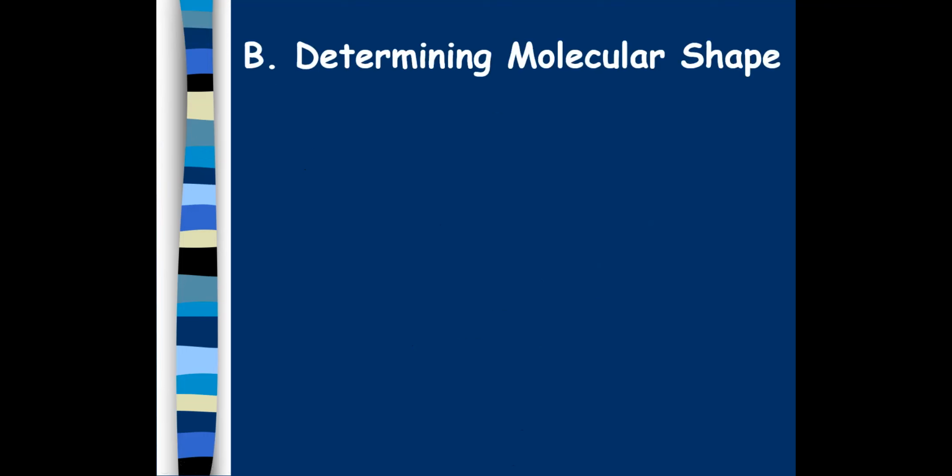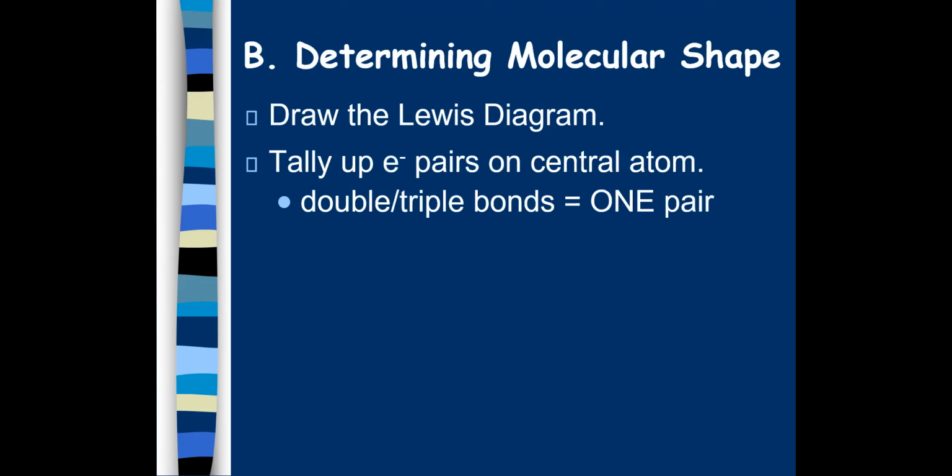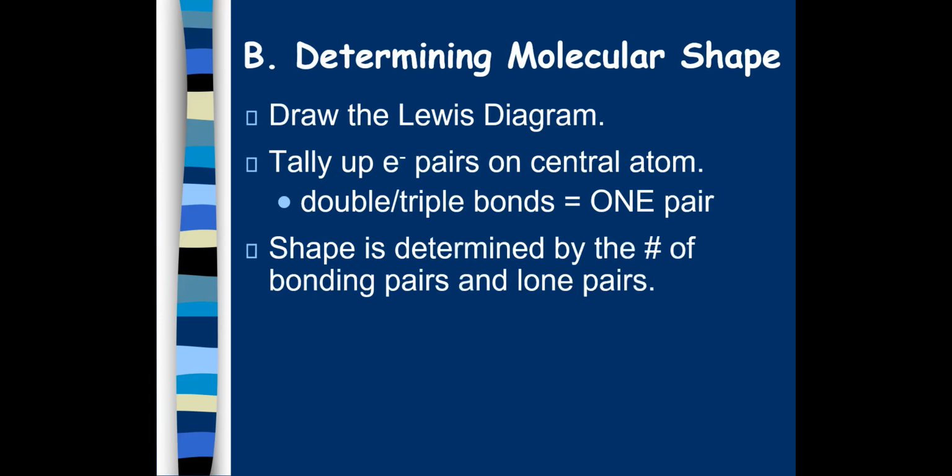So how do we determine molecular shape? First thing to do is to draw the Lewis diagram, which is what we just did. We learned how. Number 2 is to tally up the pairs and, looking at it, see what kinds of pairs there are.